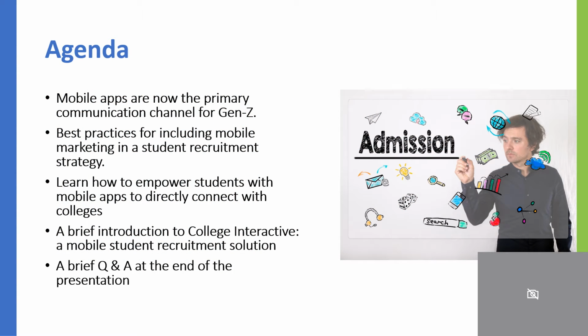So we have an interesting agenda today. We'll first go through how mobile apps have become the primary channel for communication with the Gen Z audience, and what some of the best practices might be for including mobile engagement and mobile marketing in your recruitment strategy. We'll talk a little bit about how to empower potential candidates with apps and the ability to directly connect with your college or university, and a brief introduction to our technology and how it can make a positive impact on your enrollment strategies, and at the end, a brief Q&A.